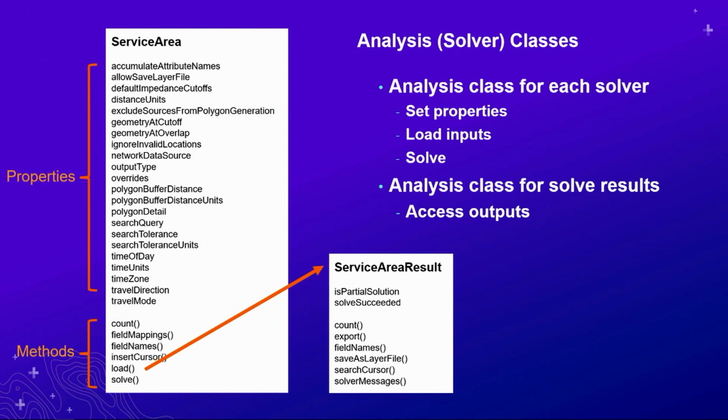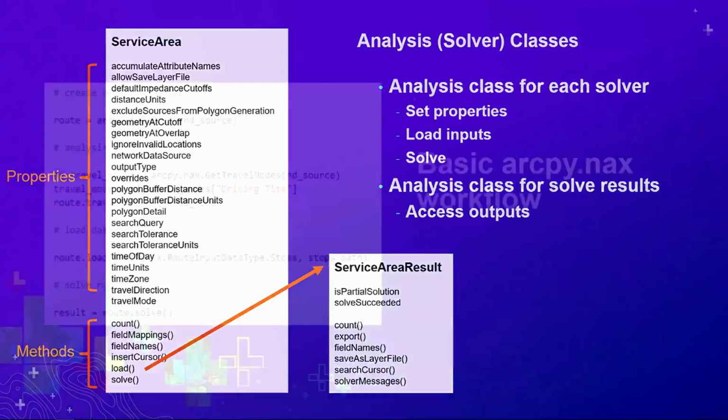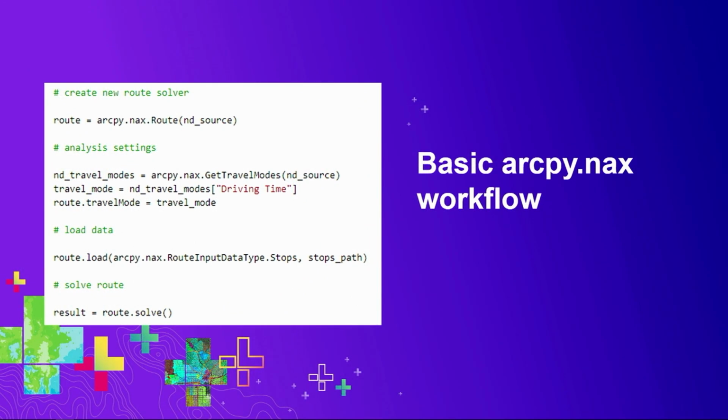Once you instantiate the solver object class, you can set the various analysis properties. You can see a long list of available properties for service area here, such as the travel mode and various properties for fine-tuning the output polygons. The class has methods for loading data and solving, as well as some other helper methods. And when you solve the analysis using the solve method, it creates an instance of a result object for the particular solver. You can access the analysis results from that result object. Now I'll hand it over to Max, and he'll show you a demo of this basic arcpy.nax workflow.